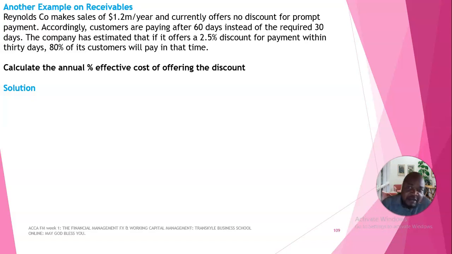Reynolds Common makes sales of 1.2 million per year and currently offers no discount for prompt payment. Accordingly, customers are paying after 60 days instead of the required 30 days. The company has estimated that if it offers a 2.5% discount for payment within 30 days, 80% of its customers will pay in that time.